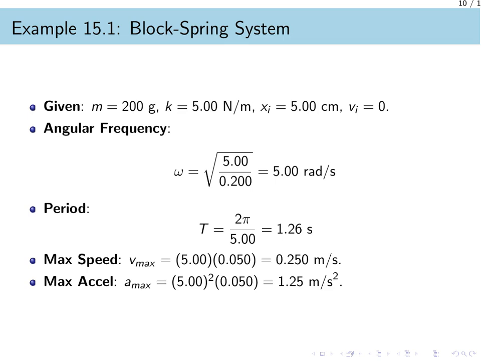Using our formulas for maximum values, the maximum speed is 5 times 0.05, which is 0.250 meters per second, and the maximum acceleration is 5 squared times 0.05, equaling 1.25 meters per second squared.